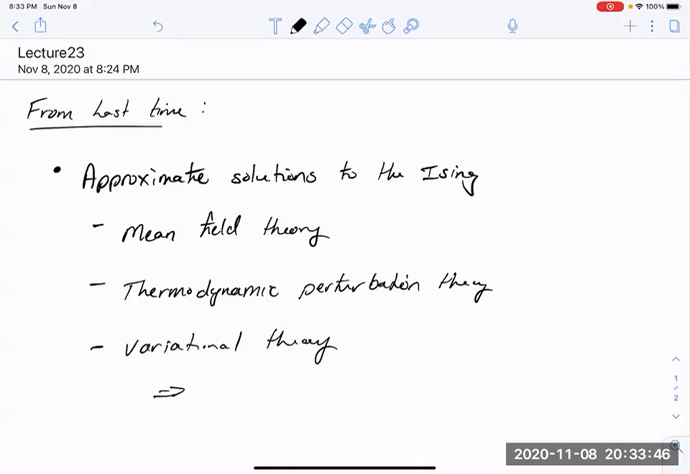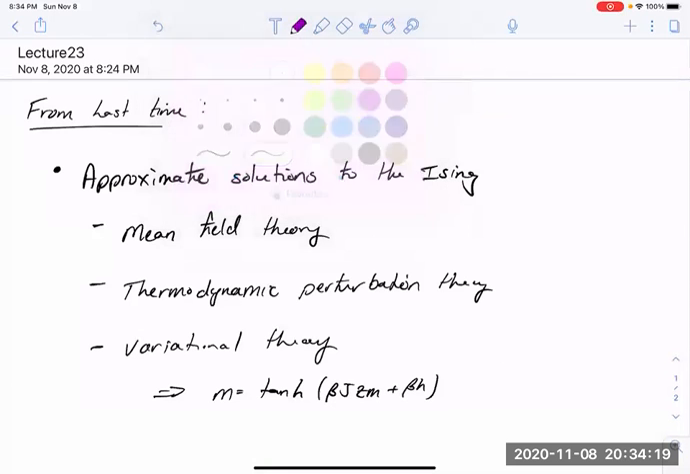All of these essentially led to the same self-consistent equation that m is equal to hyperbolic tangent of beta J z m plus beta h, which we can solve to predict critical exponents and spontaneous symmetry breaking. And consequently, as they all led to this same relationship, they all subsequently give the same result.